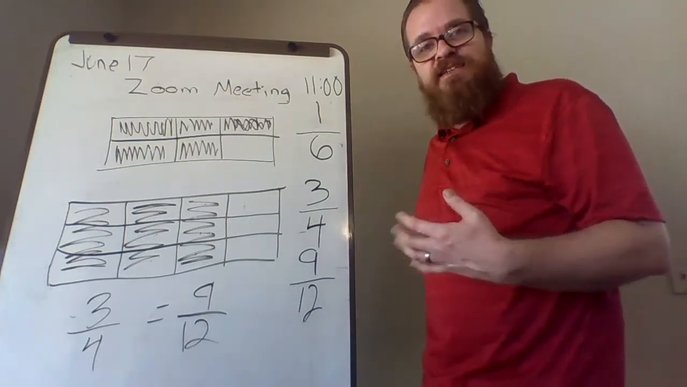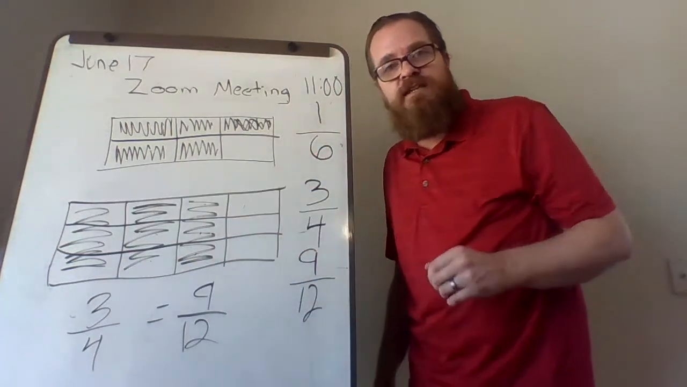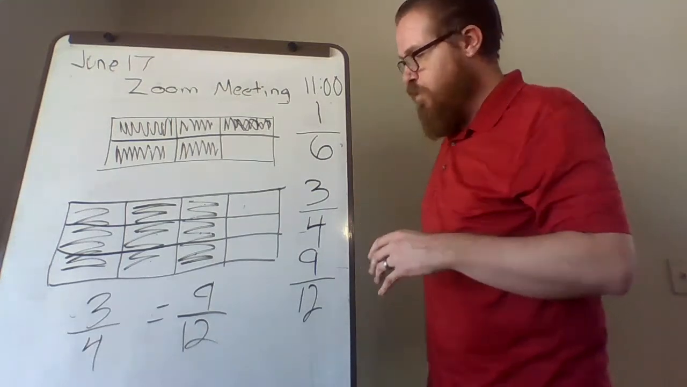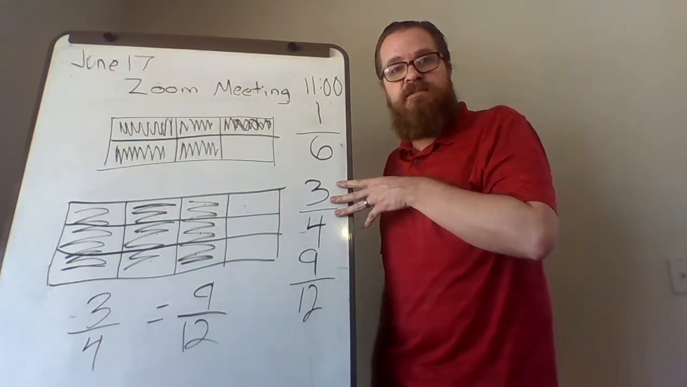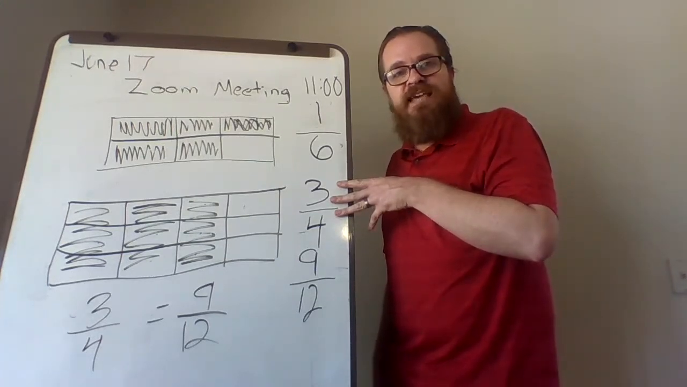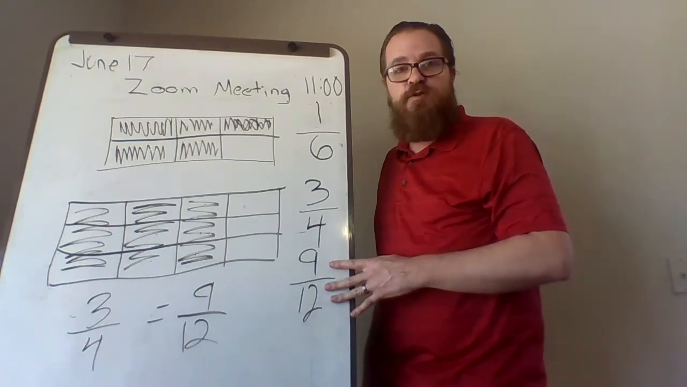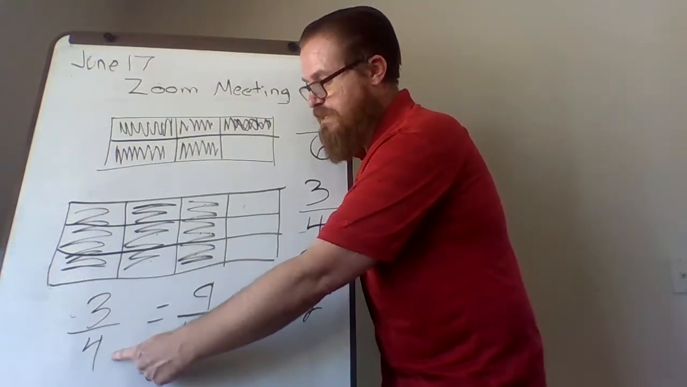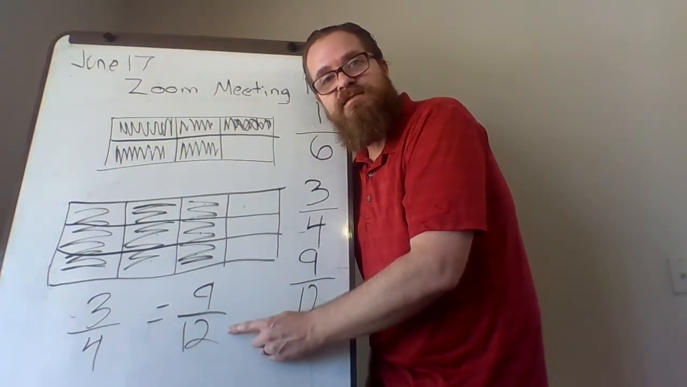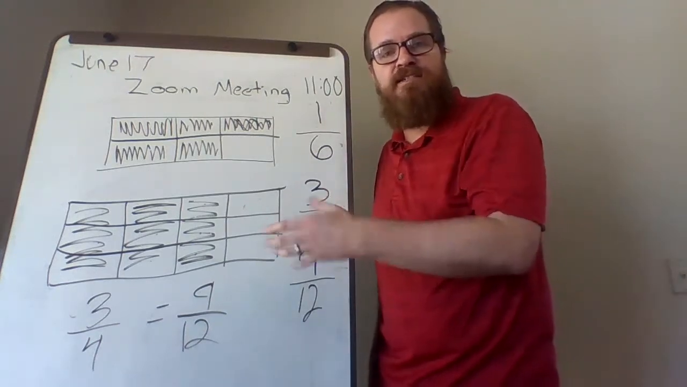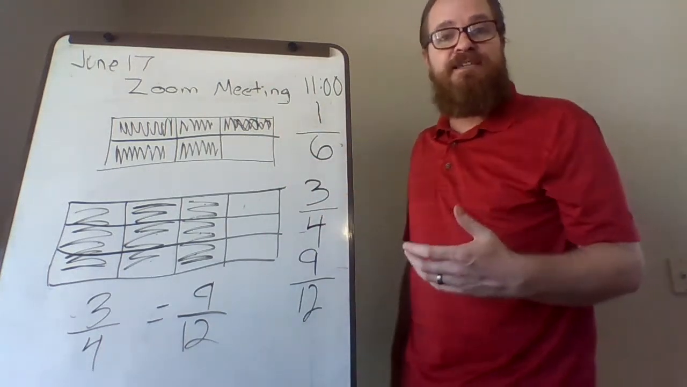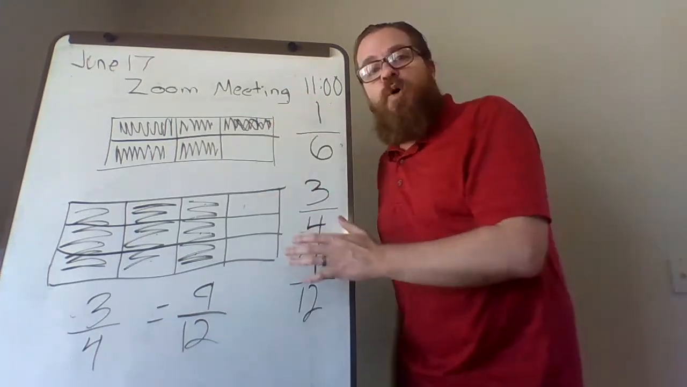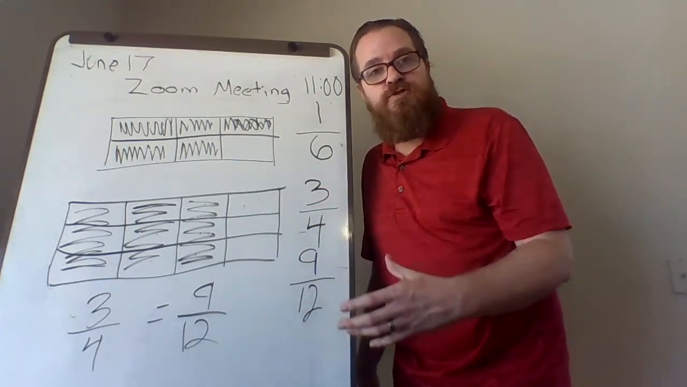Did I change the amount of this rectangle that was shaded in? No, I kept the same amount shaded in. So where before I had 3/4 shaded in, I didn't shade any more in, I just added more boxes and I got 9 twelfths. So I could say that 3/4 is equivalent to 9 twelfths. If I change the amount of sections but I don't shade any more in, I'm going to get myself equivalent fractions. Okay?